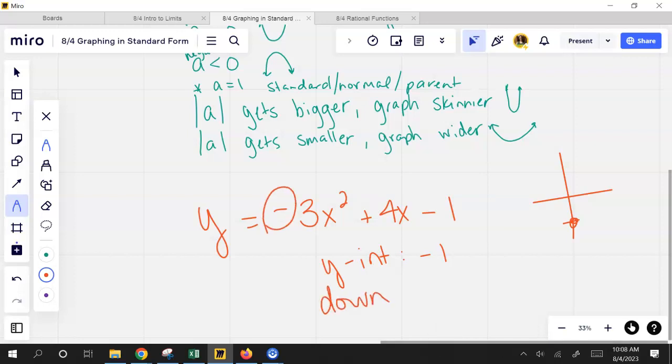What else do you know? Close. Skinnier. Excuse me, it always says the opposite of what you think. Since 3 is bigger than 1, then it's going to be skinnier than the average one, right? So this 3 is making me get skinnier than before.